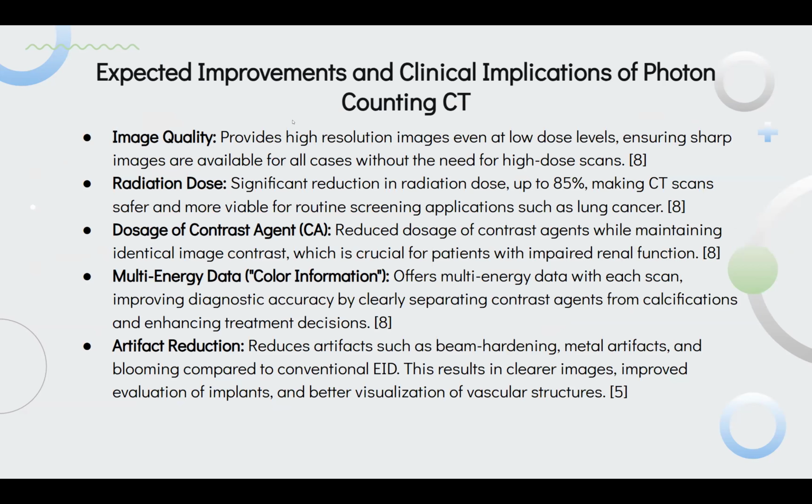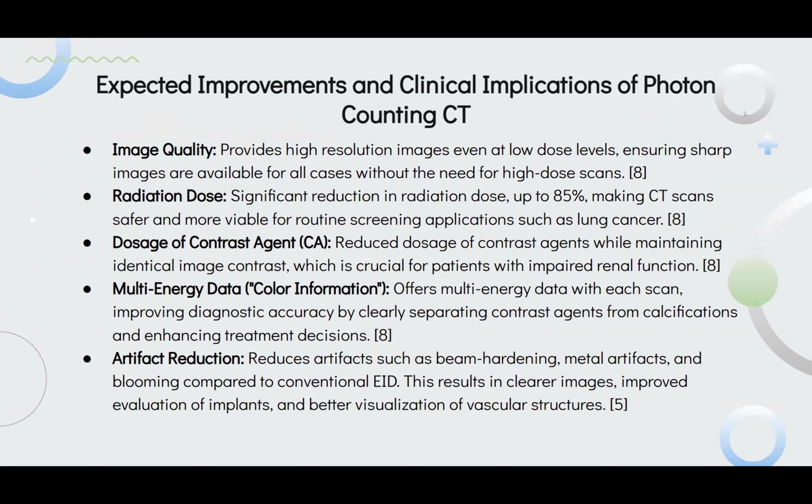And then pretty much the expected improvements and clinical implications of photon counting CT thus far have been image quality, where we expect high resolution images even at low dose levels. We expect a significant reduction in radiation dose, up to about 85% thus far, making CT scans safer and more viable for routine screening applications such as lung cancer. We expect there to be a reduced dosage of contrast agents while maintaining identical image contrast, which is crucial for patients with impaired renal function.